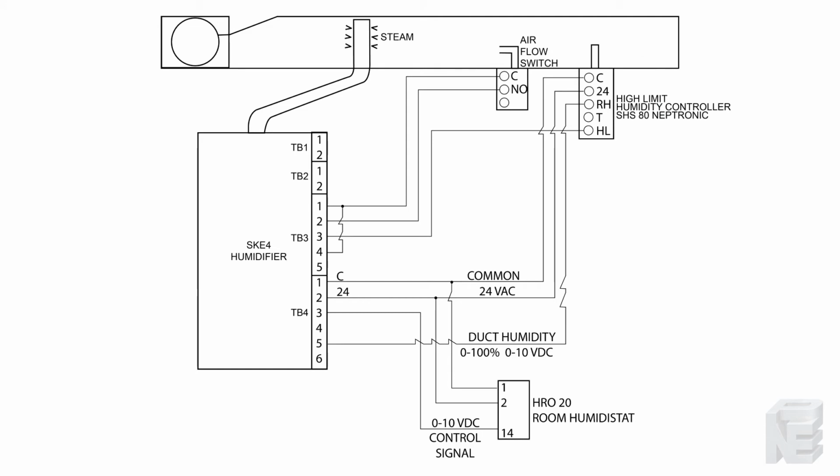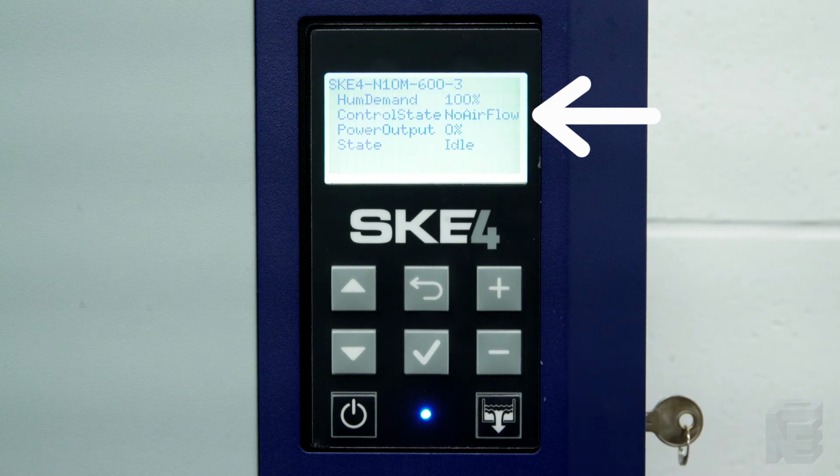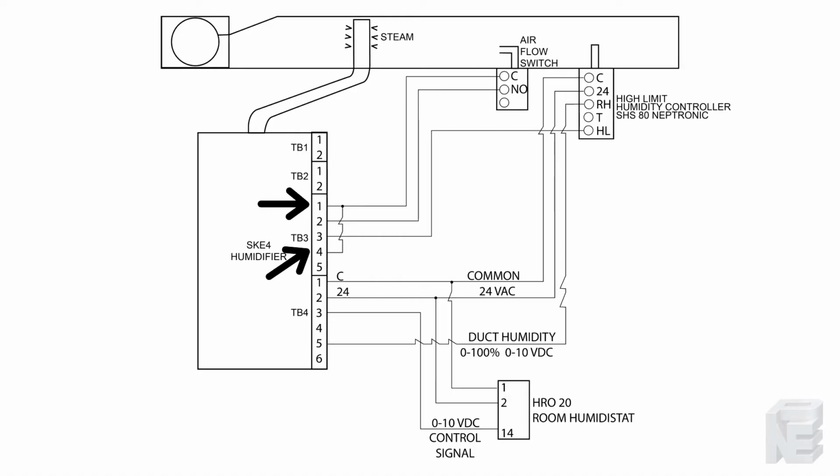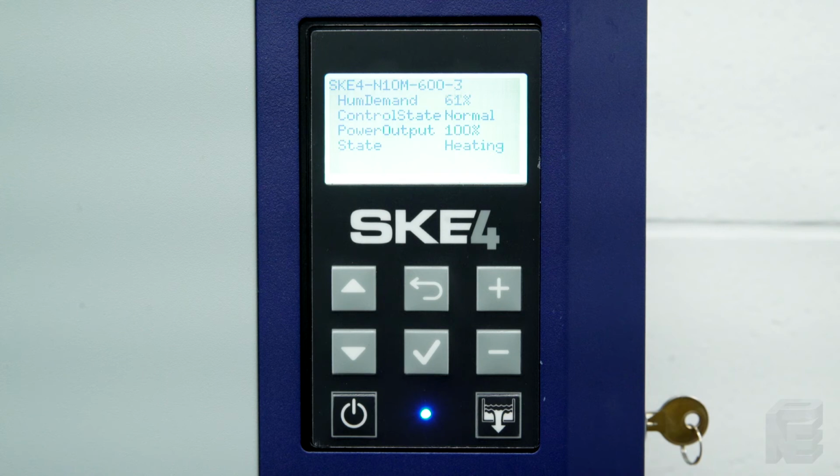If a circuit is open, the control state will read either no airflow, or high limit, or interlock, and the state of operation is in the idle mode. The humidifier is not operating and on standby. This condition resets automatically when the security circuits are all closed and the control state then reverts to normal. The humidifier is now operational.